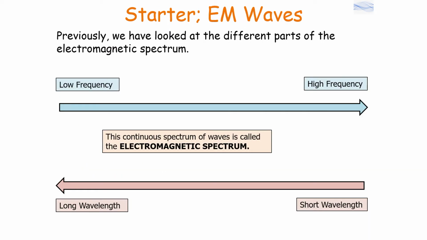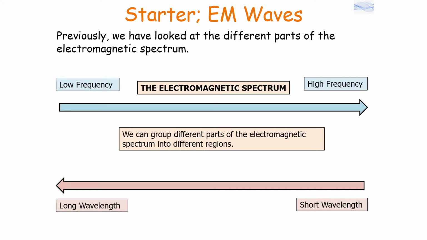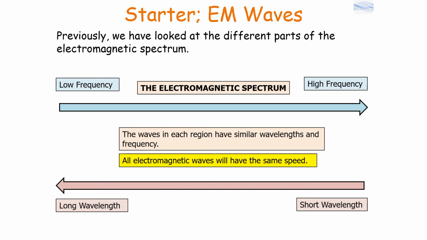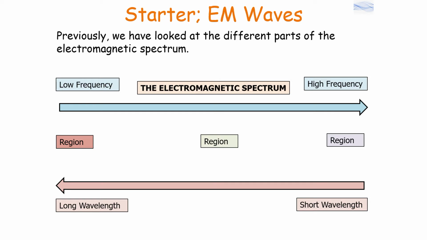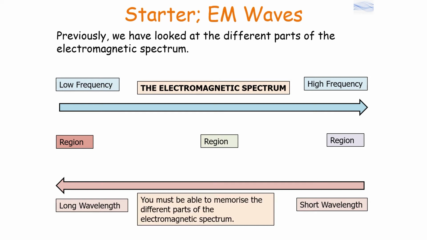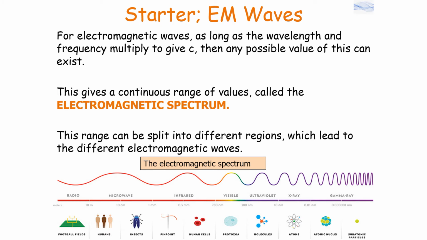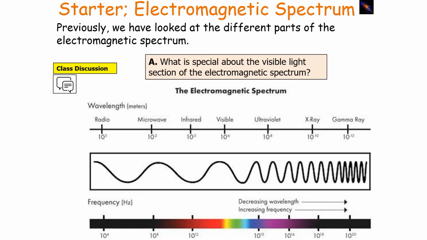Previously we've looked at the different parts of the electromagnetic spectrum. The continuous spectrum of waves is called the electromagnetic spectrum, and we can group the different parts into different regions. The waves in each region have similar wavelengths and frequency, but all electromagnetic waves, no matter what region they belong to, all have the same speed. So you've got to memorize the different regions of the electromagnetic spectrum. We have radio, then micro, then infrared, then visible, then ultraviolet, X-ray and gamma ray.